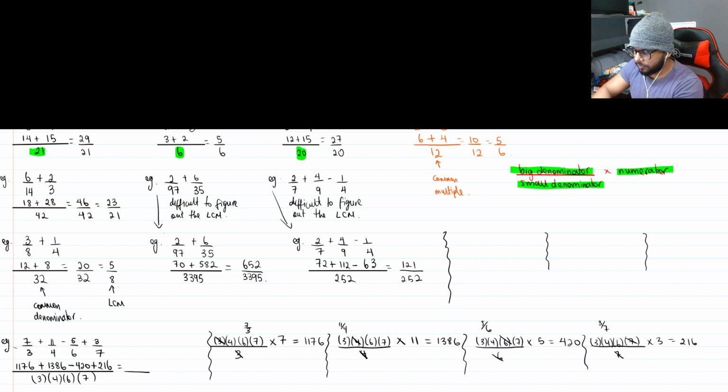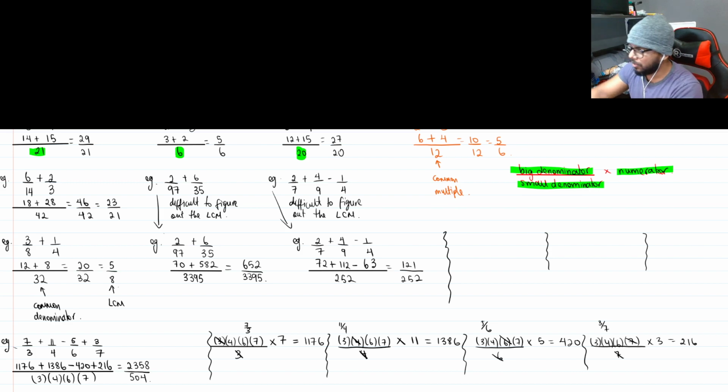So 1176 plus 1386 take away 420 plus 216 equals, I get 2358. And remember, I'm expressing this as an answer now, so I don't want to put 3 by 4 by 6 by 7. I'll just look at what it is. 3 by 4 by 6 by 7 is 504. And that's it. As simple as that.